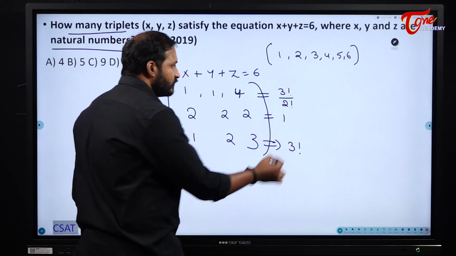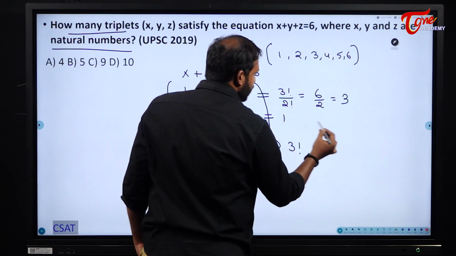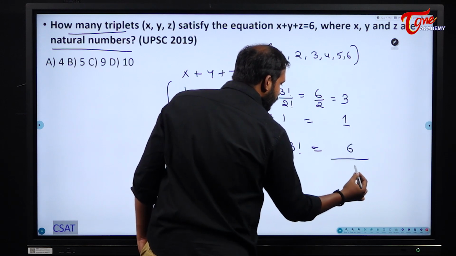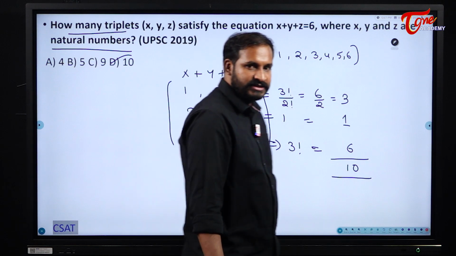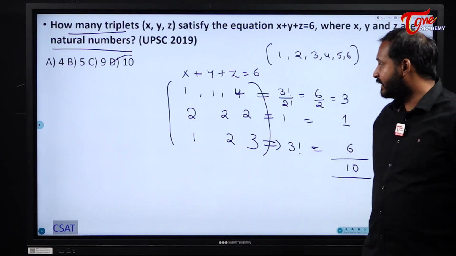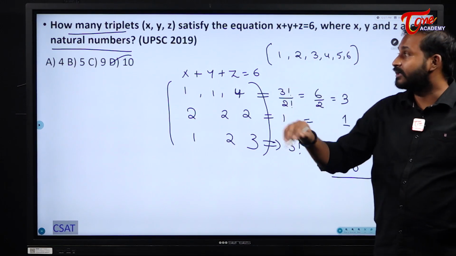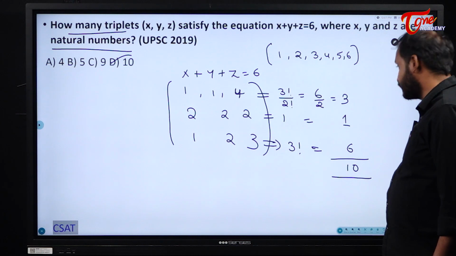So what happens to this one? This will become 6 by 2, which is 3 different ways. This will become only one way. 3 factorial is 6 ways. So overall, how many triplets can I write? 10 triplets I can write for x, y, z values. After finishing our permutations and combinations, we will once again come to this one, students. I will tell the same question at that time.